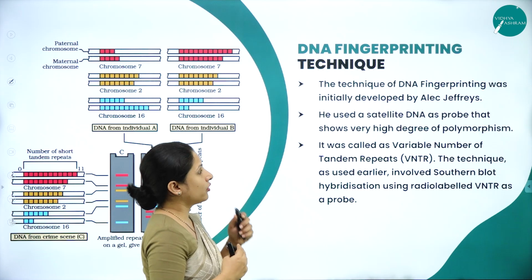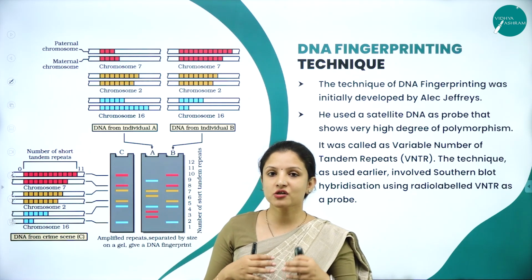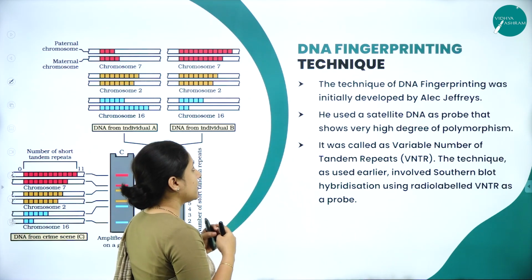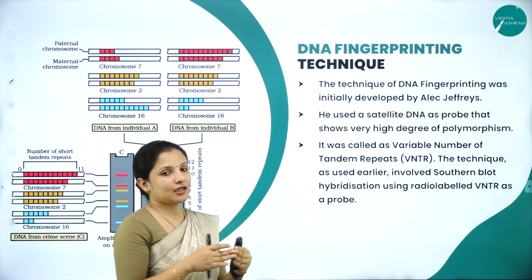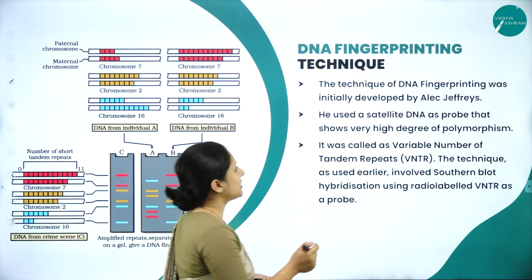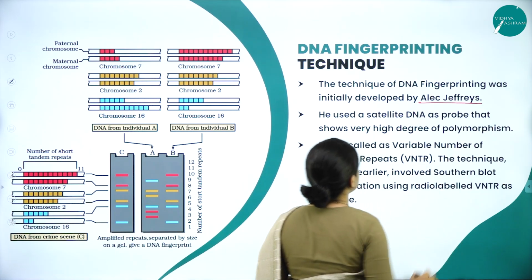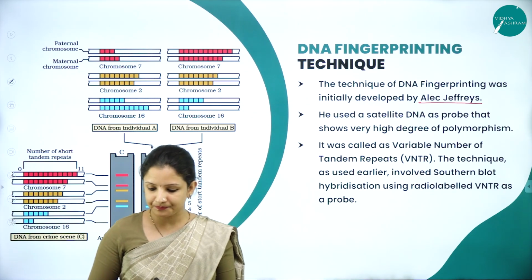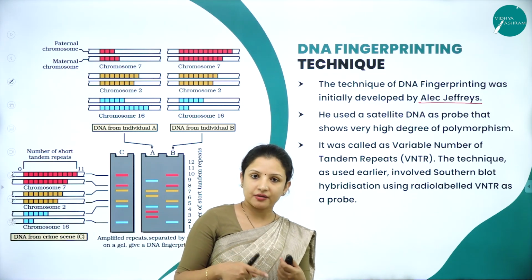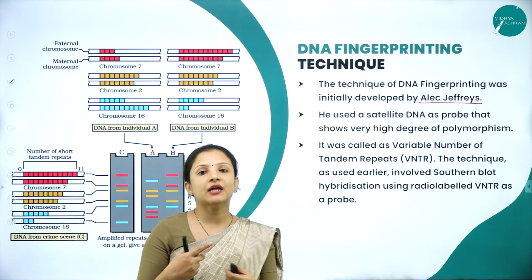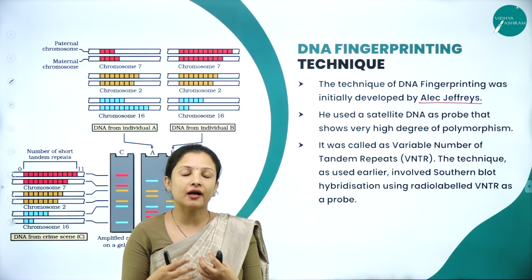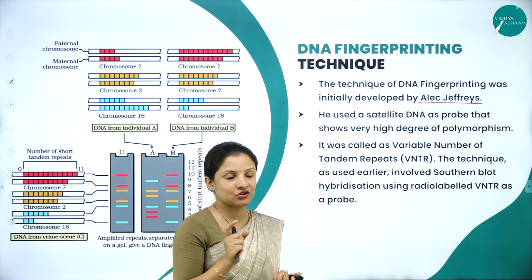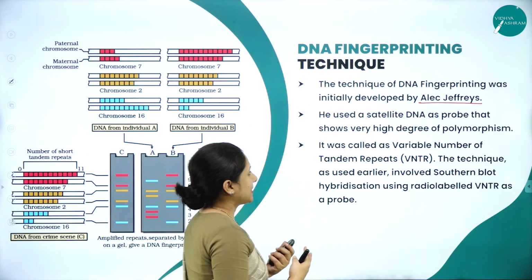And this DNA polymorphism is one of the major factors that helps in the DNA fingerprinting technique. The technique of DNA fingerprinting was first developed by Alec Jeffreys, and he used a satellite DNA. What is that satellite DNA? Satellite DNA are nothing but again repetitive sequences which consist of tandem repeats. That is, they contain non-coding genes on their strand. So, they are the satellite DNA.